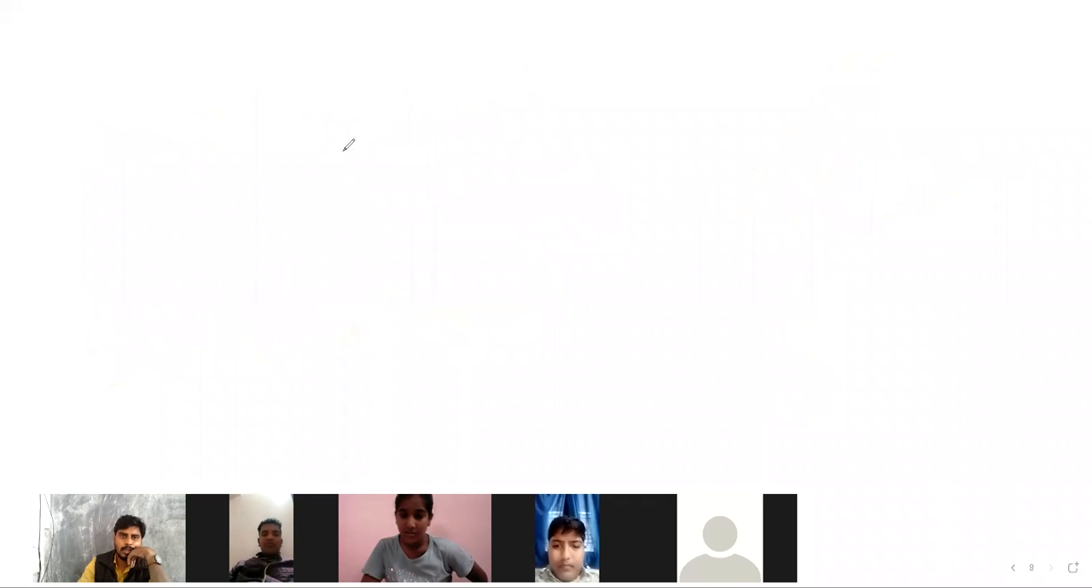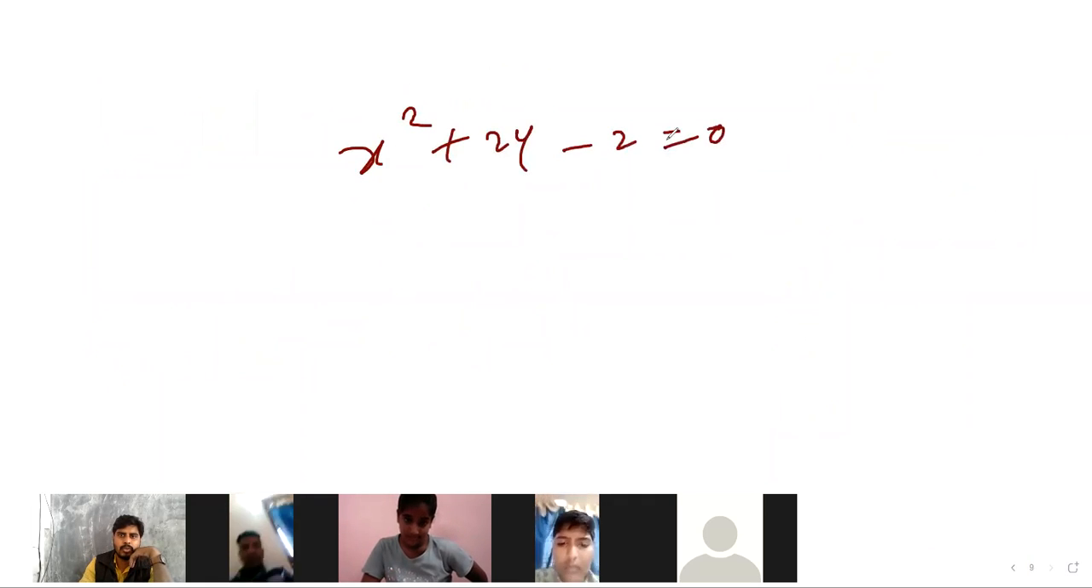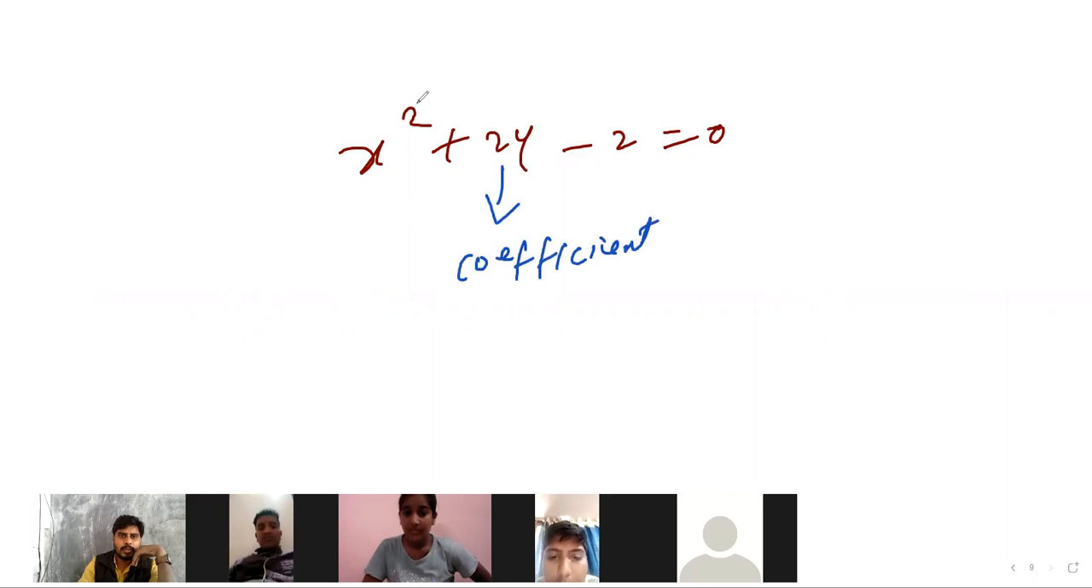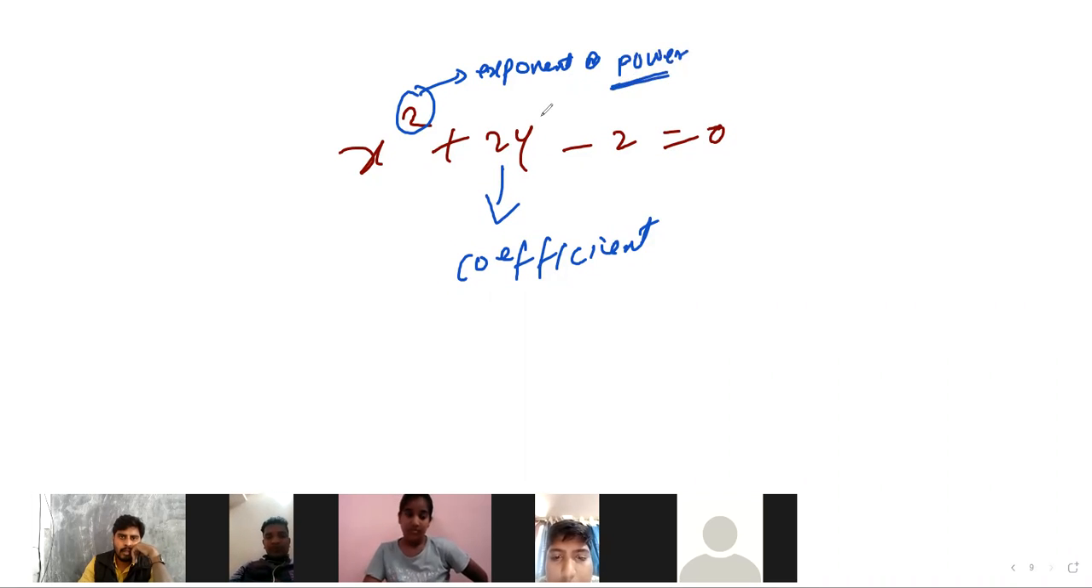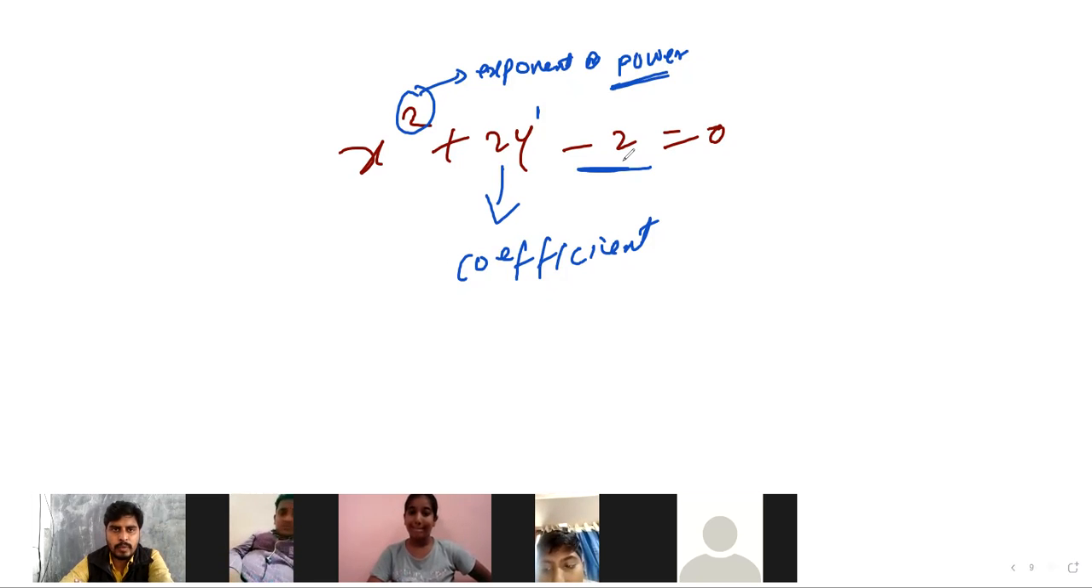Power of y. x square plus 2y minus 2 is equal to 0. So see, this is a coefficient, not the exponent. And this one is the exponent, or we call it the power. For y, we have only 1 on the top of y. Nothing is there means it should have 1. Exponent of y is 1. And what about this minus 2? There is no variable. I'm asking about variable powers. Okay, there is no variable.